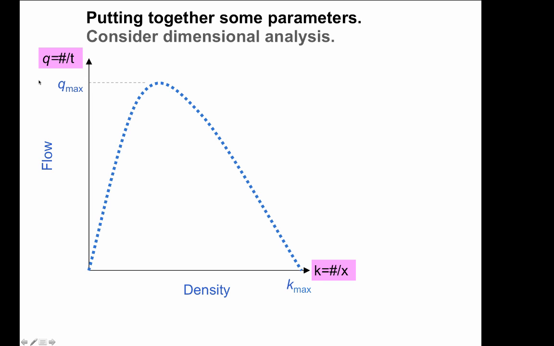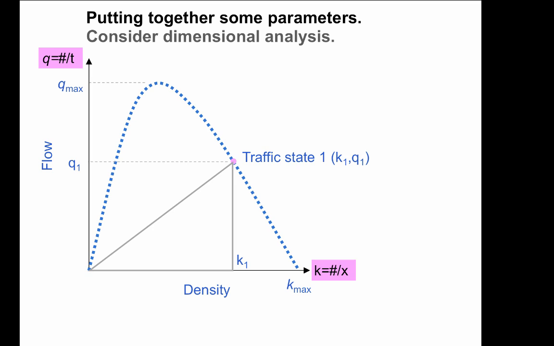So this is an important picture to think about. If we indicate a point on this function, so this point here we'll call it traffic state, call it traffic state 1, and it's associated with K1, so its particular density and its particular flow. So this is on the right-hand side of this curve, on the higher density side.